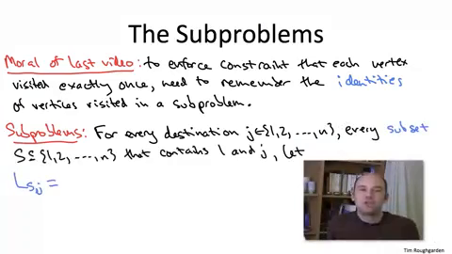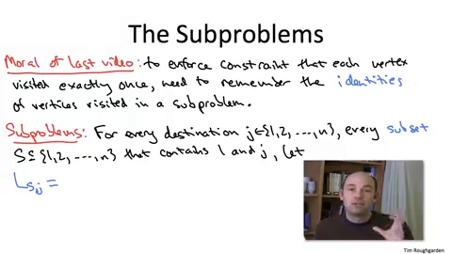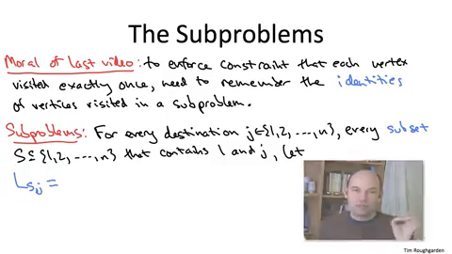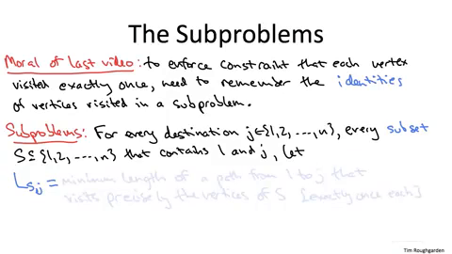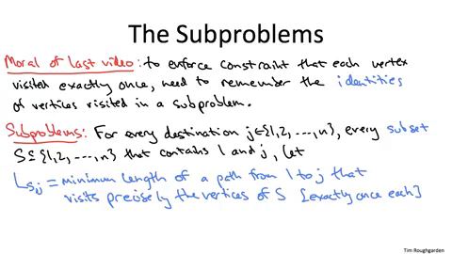And so for a given choice of J and a given choice of capital S, we define L sub S comma J as the length of a shortest path that starts at vertex 1, ends at vertex J, visits precisely the vertices in capital S exactly once each. Now I can understand if your eyes widen a little bit when you see this definition. After all, there's an awful lot of choices for this set capital S, an exponential number. So you'd be right to wonder whether this approach could possibly give any savings whatsoever over naive brute force search.